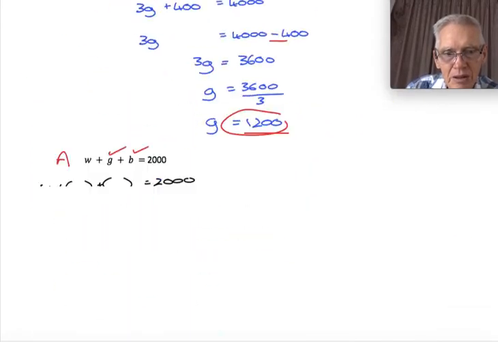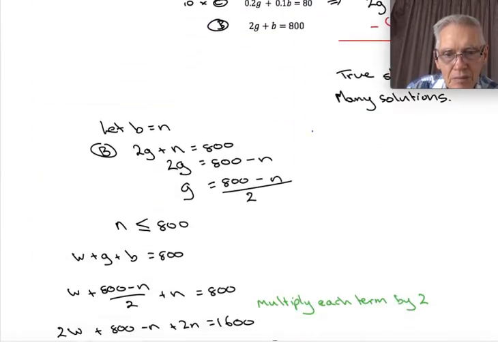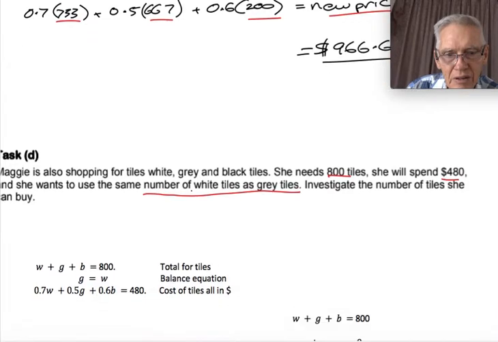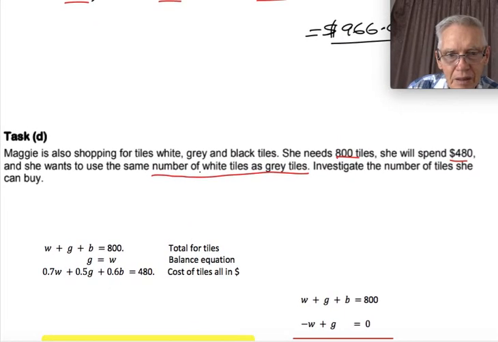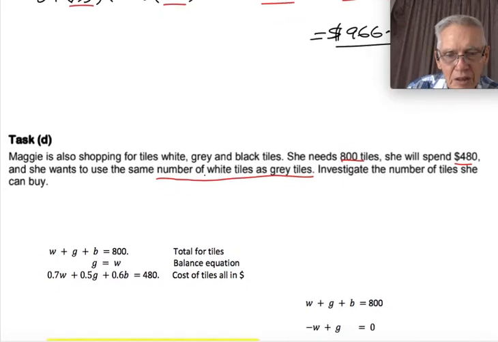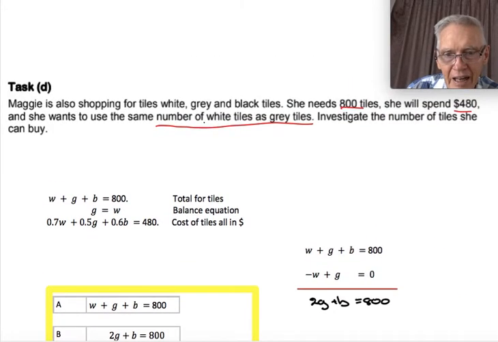Whoops, what happened there? We'll flick back to the top. Where are we going? Gone too far. Yeah, here it is. All right. So here are our three equations. You've got your 800, your balance equation, your cost of the tiles. You put your box A, B, C, D in there. To work out A, write it in.